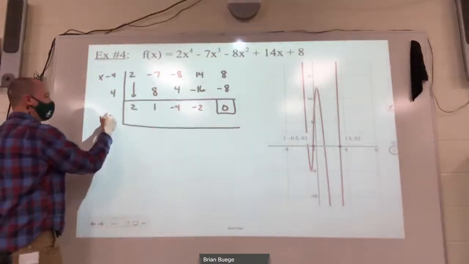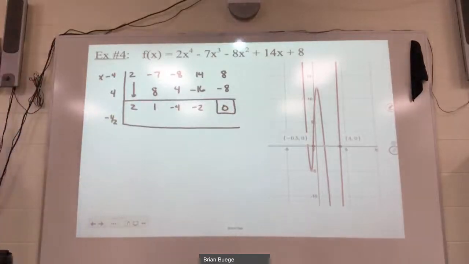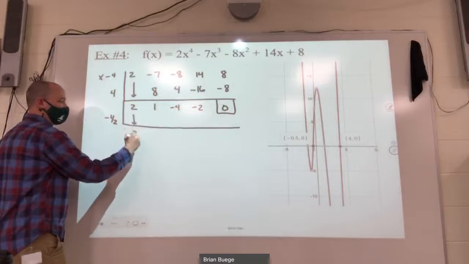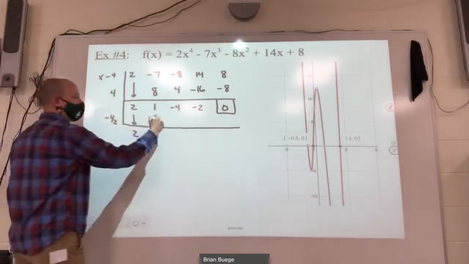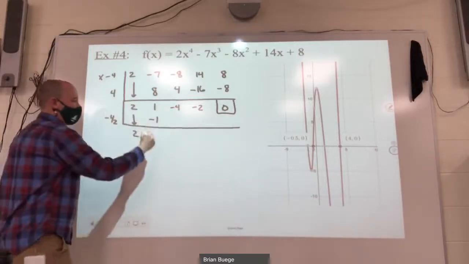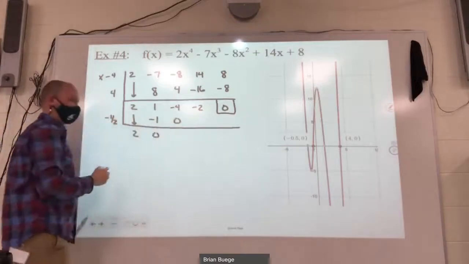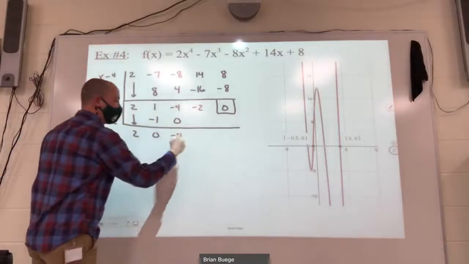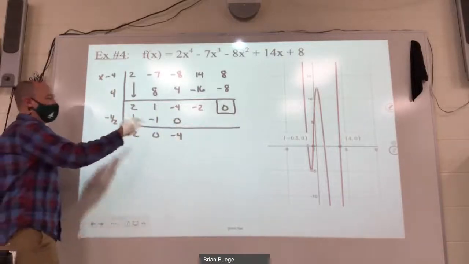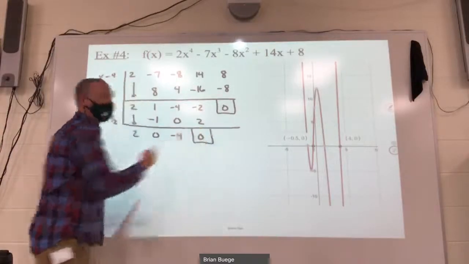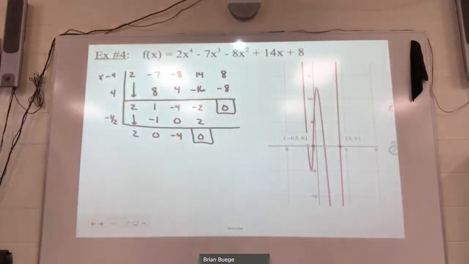Now I'm going to use the negative 1/2 as the second factor. We can just keep the process going now with those same numbers again. Okay, with the cubic that we just came up with. Bring the 2 down. Multiply, I get negative 1. Add, I get 0. Multiply, I get 0. Add, I get a negative 4. Multiply, I get a positive 2. And sure enough, there's another 0. We just confirmed that that was also a factor.